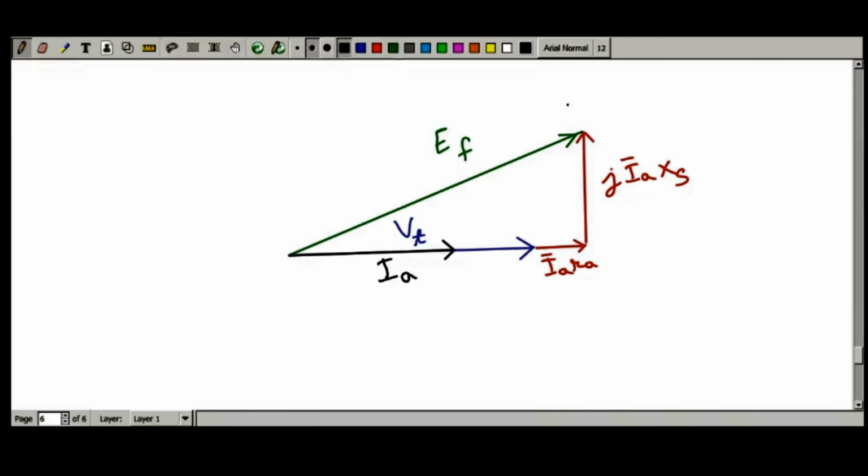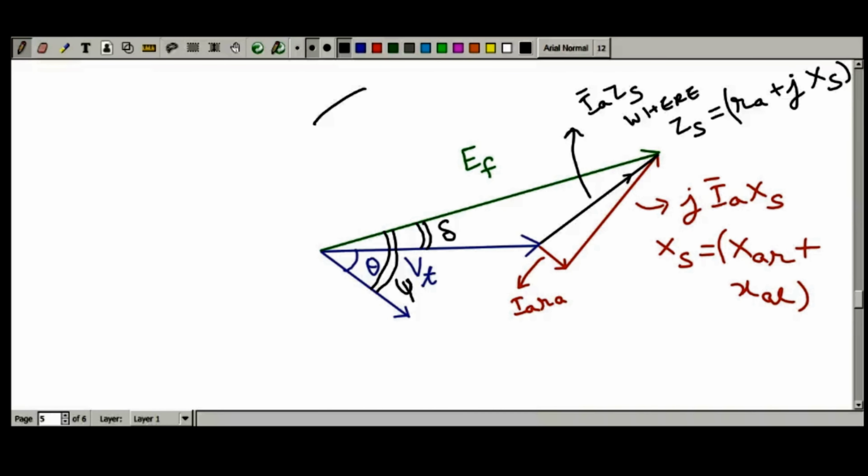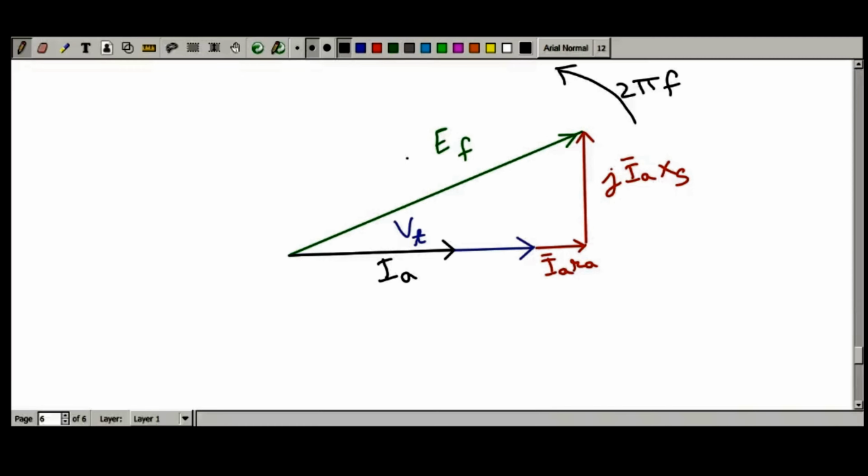And of course phasors are rotating in the anti-clockwise direction at an angular speed of 2 pi f. Likewise here also you can indicate that phasors are rotating anti-clockwise at an angular speed of 2 pi f. So in this case, this is the load power factor angle. This is the load angle or the torque angle, and this is also the internal power factor angle psi. That means here you can say that delta equals psi, because psi is known as the internal power factor angle.